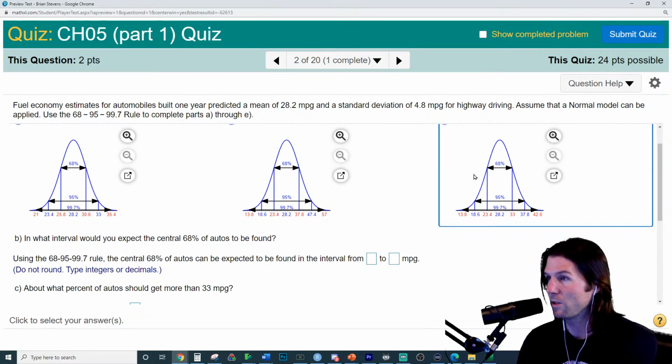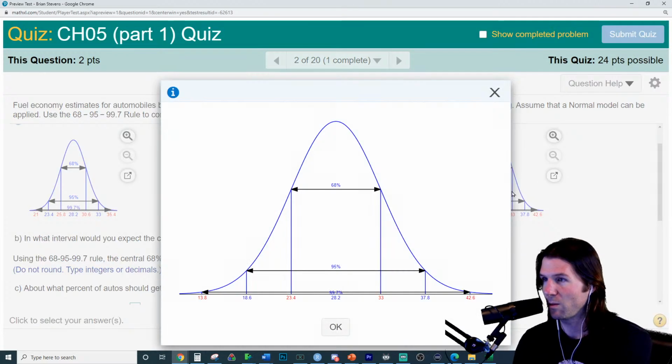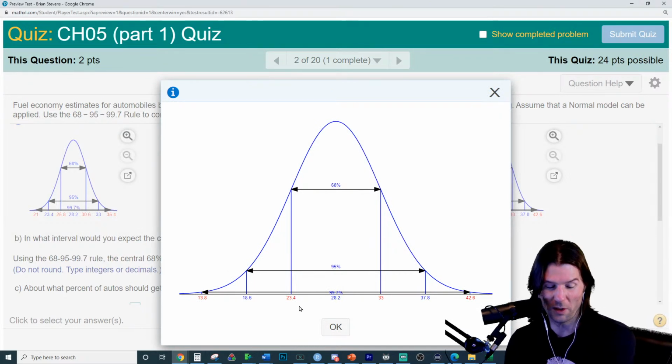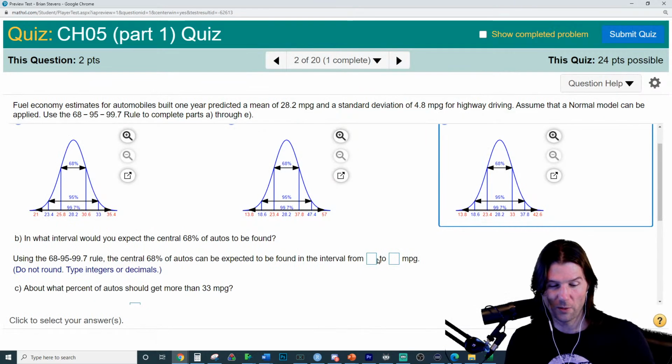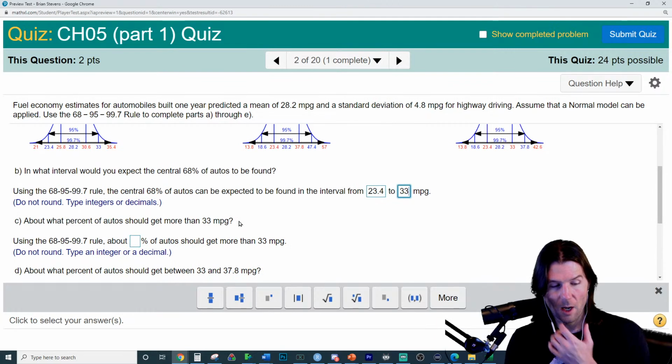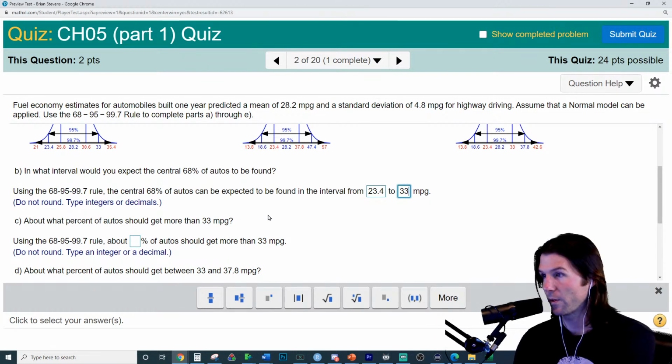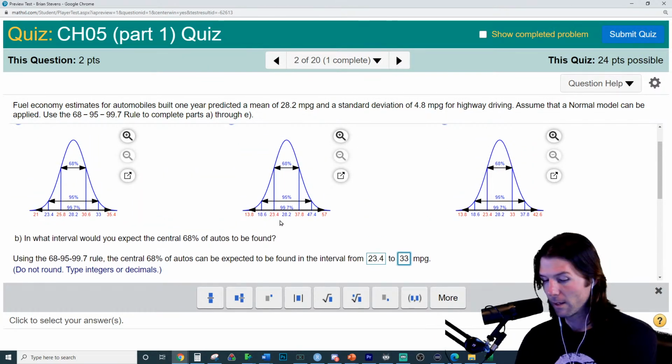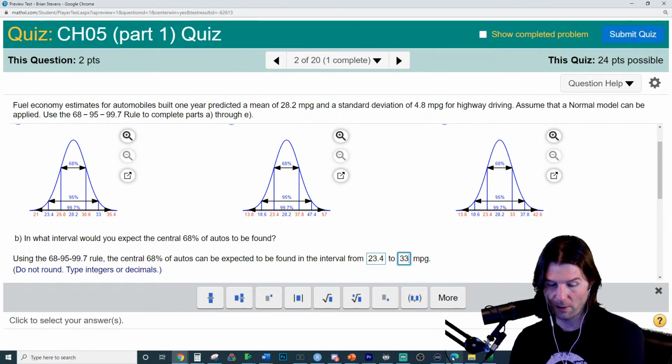In what interval would the middle 68 be? Now we use the graphic to help us out. The middle 68 is between 23.4 and 33. There's the middle 68, 23.4 and 33. About what percent of autos should get more than 33? Now this is where it gets tricky. But a really good thing we have, and do I currently have it up? I don't have it right now.